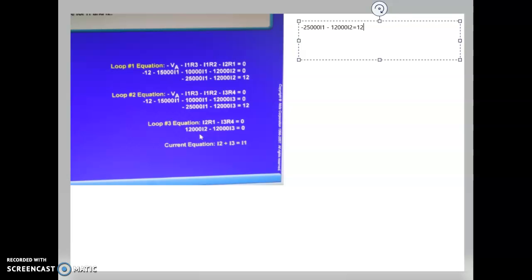So first we're going to take a look at this loop 1 equation. Notice we have an I1 variable and an I2 variable. Part of the fun of solving these is expressing one variable in terms of another. That simply means we define I1 or I2 in terms of the other variable. If we're solving for I1, we express it in terms of I2. If we're solving for I2, we express it in terms of I1.